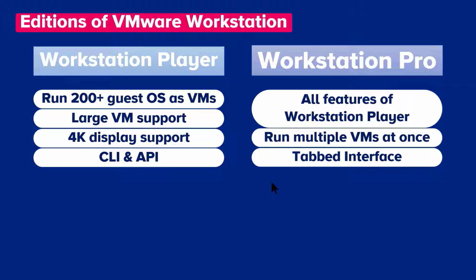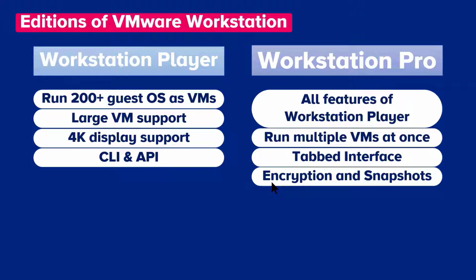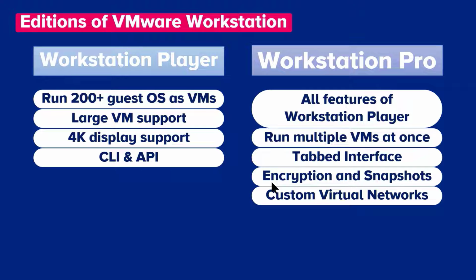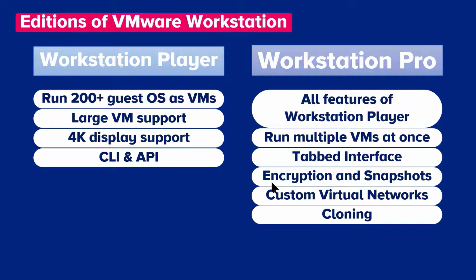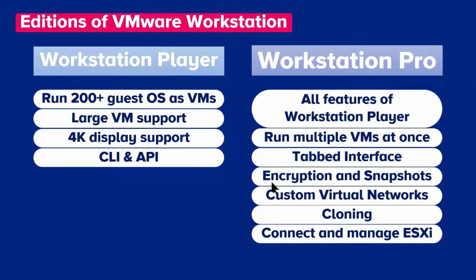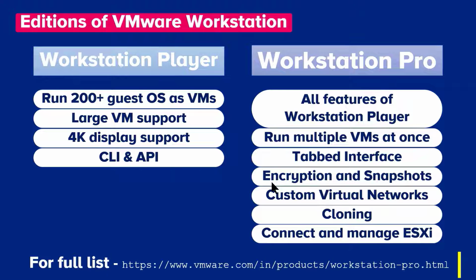With Workstation Pro, you also get this tab interface. You get the secure virtual machine encryption and the ability to use snapshots of the VMs, which is a must feature in a virtual lab. You can create custom virtual networking to simulate physical networks. You can clone, which is an amazing feature to quickly create VMs of same type in a virtual lab. Another great feature is the ability to connect and manage VMware ESXi hypervisor as well as vCenter server. For a full list of comparison, please visit this VMware link.